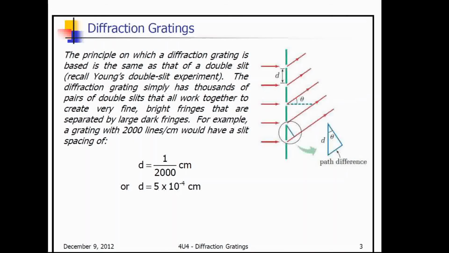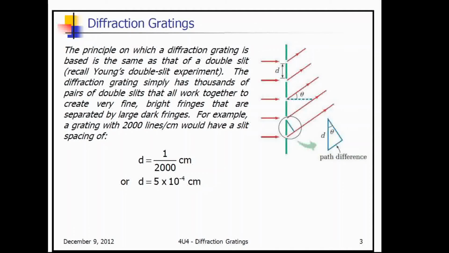The principle on which a diffraction grating is based is the same as that of the double slit. The diffraction grating simply has thousands of pairs of double slits that work together to create very fine, bright fringes that are separated by large, dark fringes.